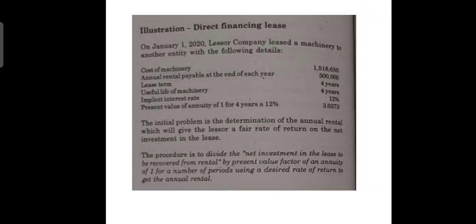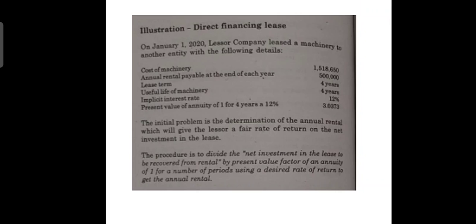So here's some illustration in the direct financing lease. On January 1, 2020, Lessor Company leased a machinery to another entity with the following details. The cost of machinery is 1,518,650 pesos. Annual rental payable at the end of each year is 500,000. Lease term 4 years. Useful life of machinery 4 years. Implicit interest rate 12%. Present value of annuity of 1 for 4 years at 12%, 3.0373.